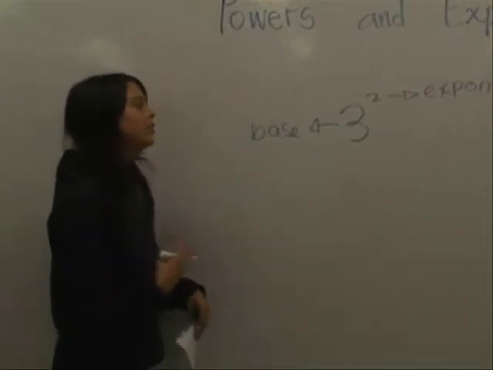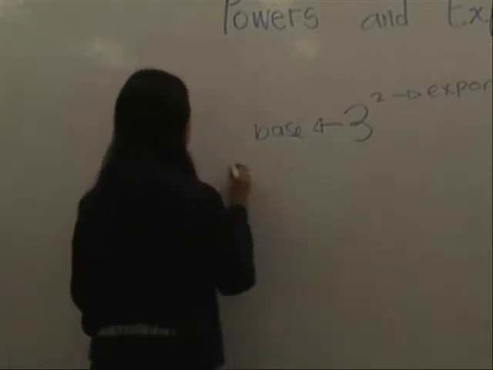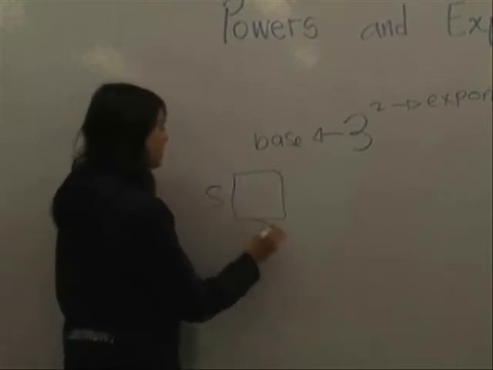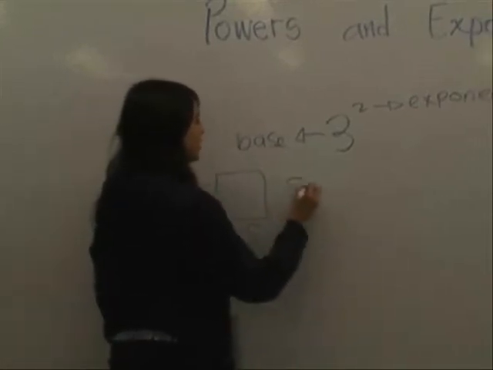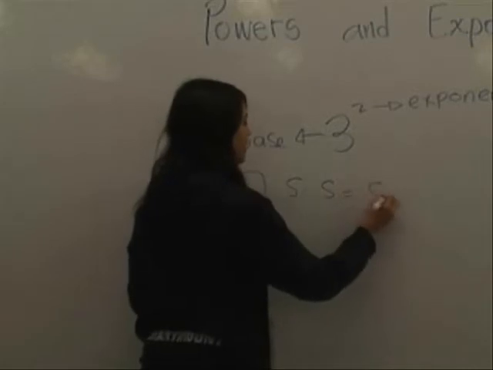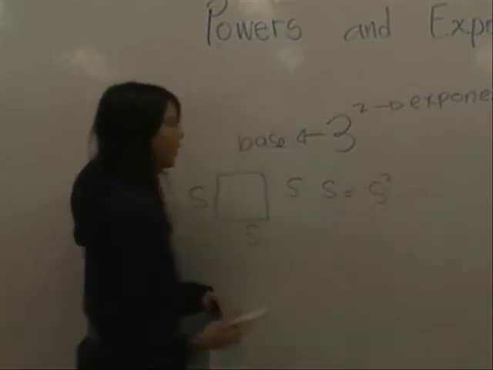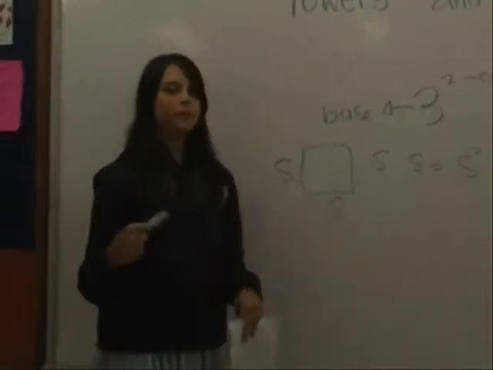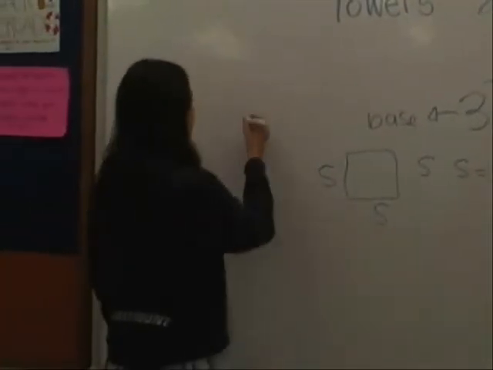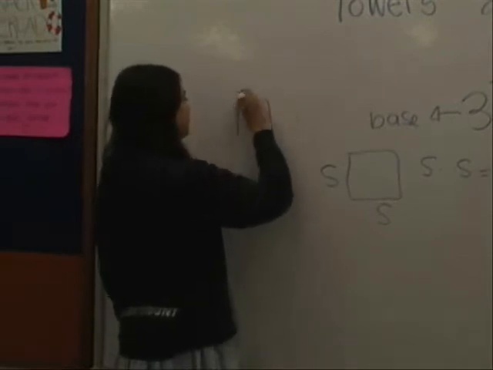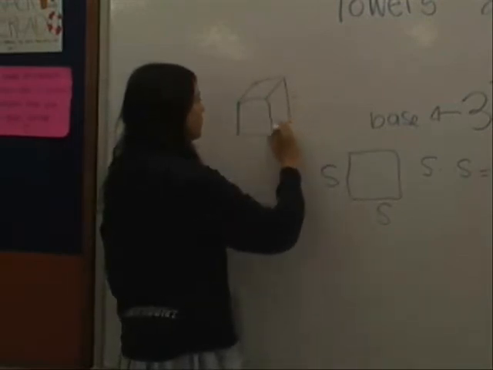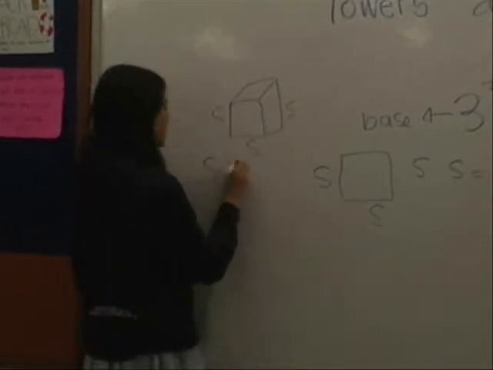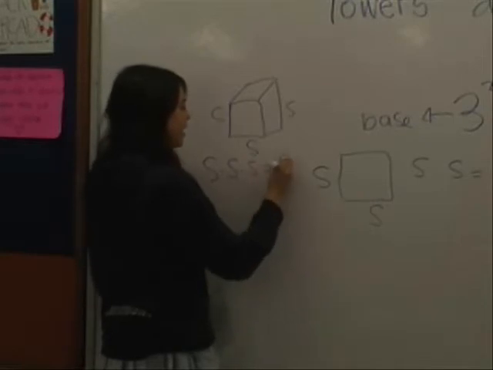To the second power, you say it is squared. So for example, like this. And we are going to represent it as s with an s. So this will be s times s. That is s squared. And when it is to the power of 3, you say it is cubed. So you put it like this. S, S, and S. So it is s times s times s, s cubed.